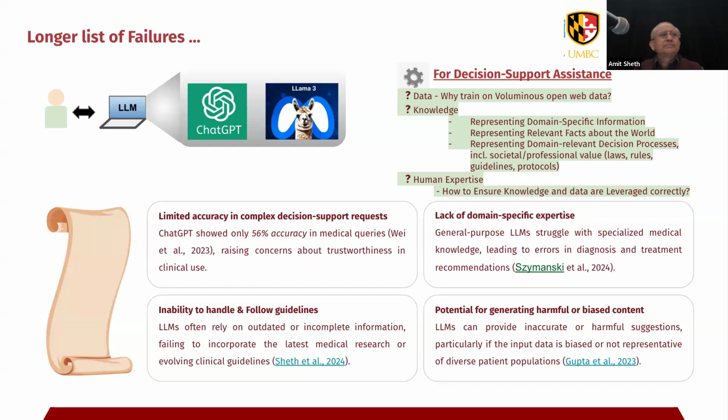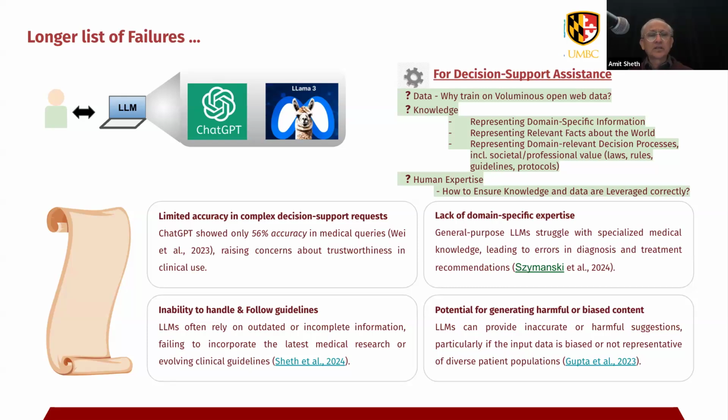Here are some of the key shortcomings of large language models: limited accuracy in complex decision support requirements. There is a paper, I think it is in Nature, that showed only 56% accuracy in medical queries, right? You should not be using a system for medical application that has 56% accuracy, right? That's almost awful.